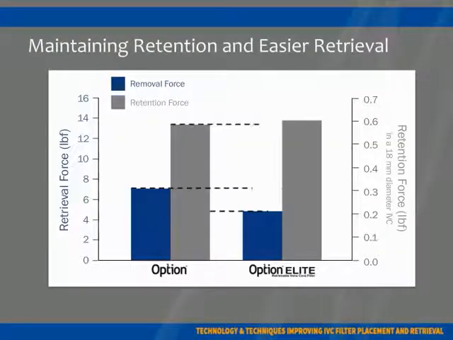But if we compare the Option and the OptionELITE here, what you see at the end of the day is the retention force remains identical, but the removal force has dropped a good bit, about a third less. So now the force that it takes to remove the filter has been much simplified, but they didn't give anything up in their design in terms of stability, but they did make it easier to get out, and this chart shows that very nicely.